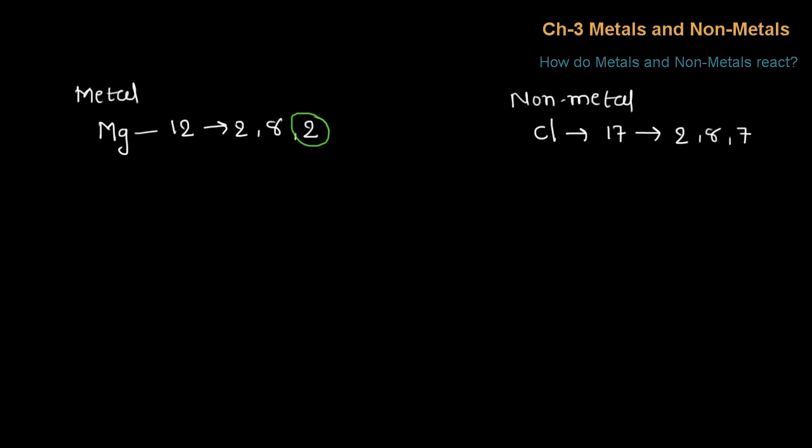Now, magnesium wants 8 electrons in its valence shell. Which theory are we applying here? Octet theory. There are 2 electrons in its valence shell. It wants 8 electrons by the use of octet theory. What is octet theory saying? In the valence shell of any atom, there should be 8 electrons, like noble gases.